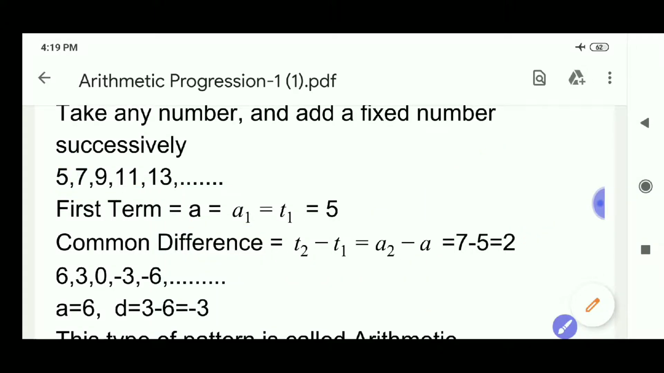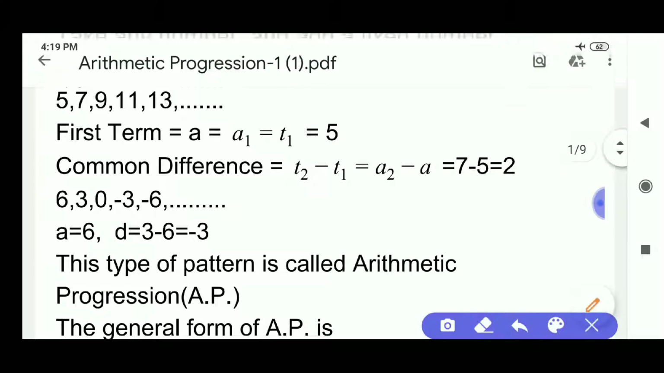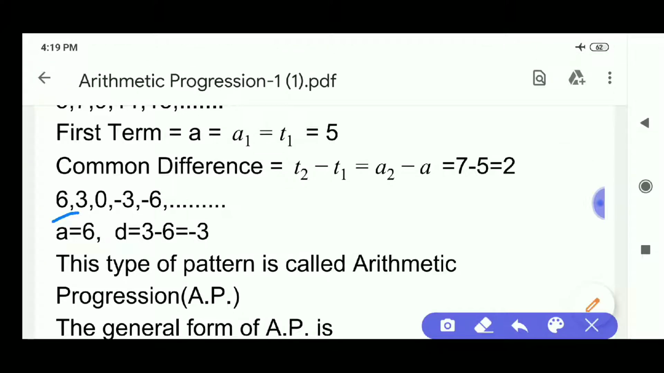Let us take one more example. 6, add minus 3 to 6, that is 3. Again add minus 3, it is 0. Again add minus 3, it is minus 3. Again add minus 3, it is minus 6, and so on. So the arithmetic progression is 6, 3, 0, minus 3, minus 6, and so on.